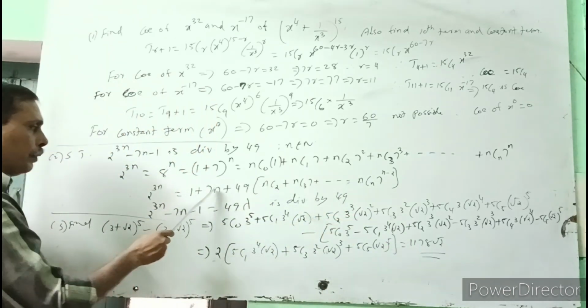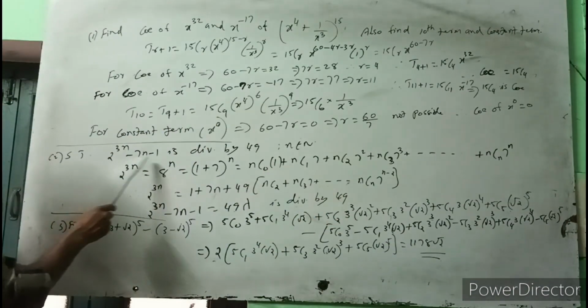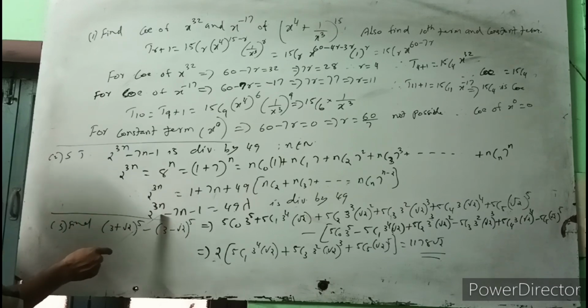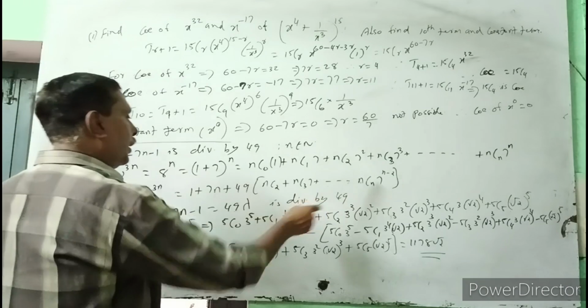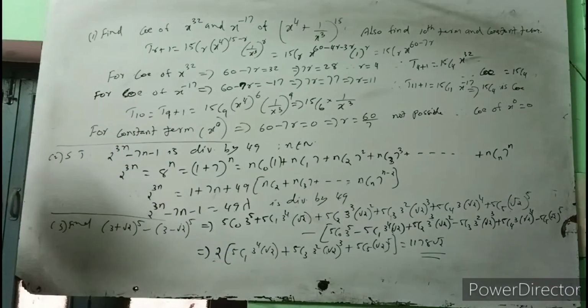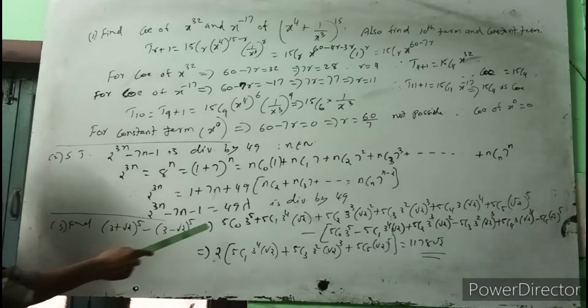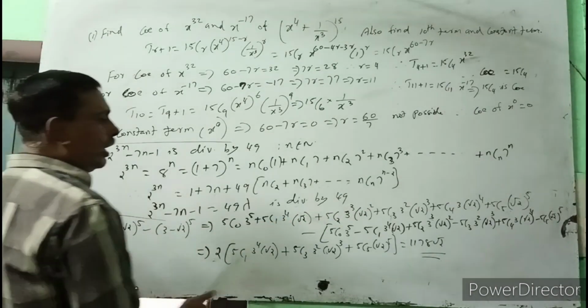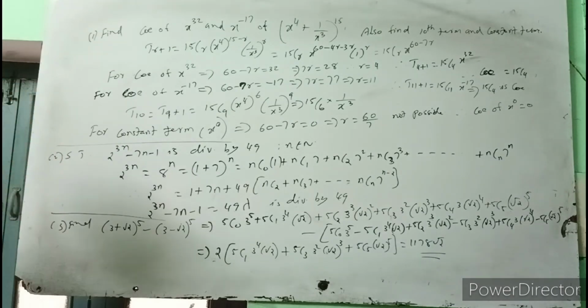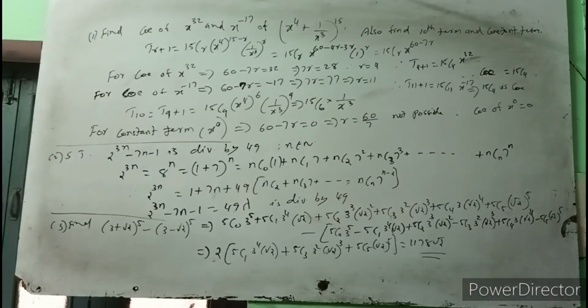Remaining written, I brought these two to the left hand side, so that the question becomes 2 raised to 3n minus 7n minus 1 is equal to 49 into a number, which is divisible by 49. This is another type of question important for your examination. Binomial expansion written for both of these, half of the terms will get cancelled. After simplifying, you will get 1178 root 2 as the answer.